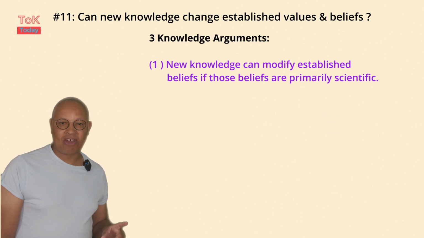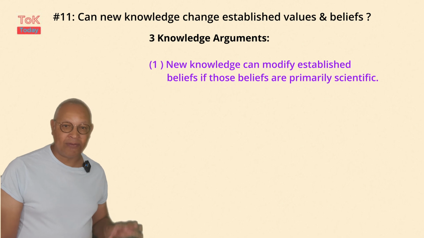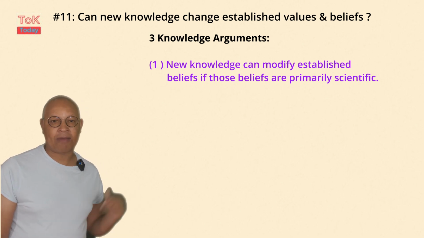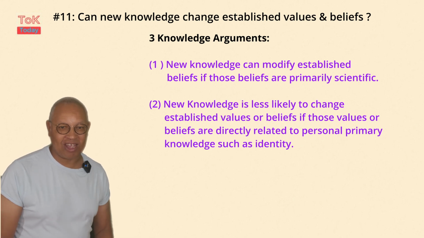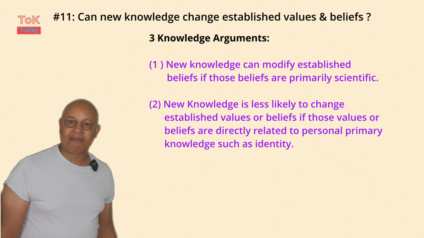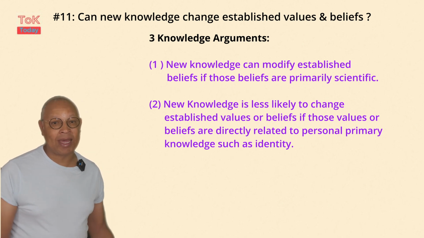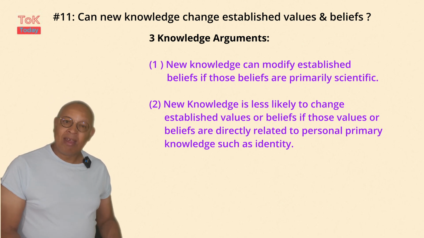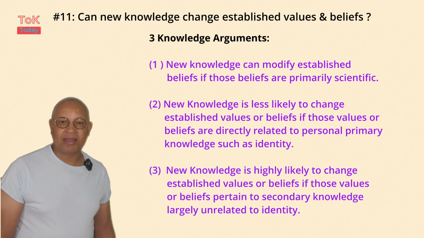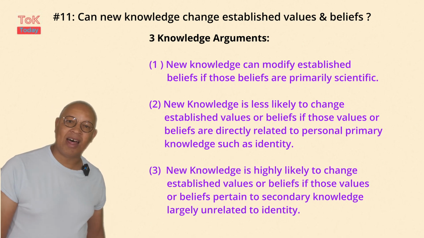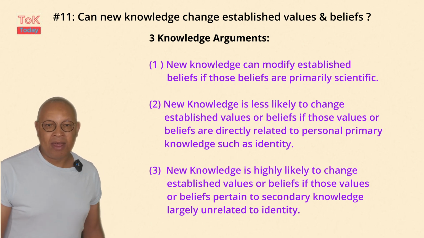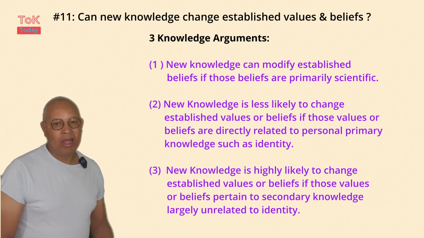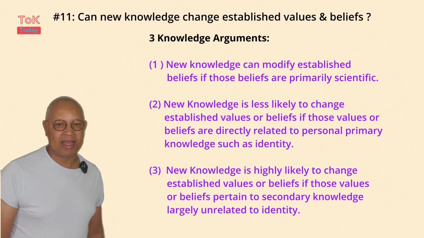Now, my first knowledge argument is that new knowledge can modify established beliefs if those beliefs are primarily scientific. My second knowledge argument is that new knowledge is less likely to change established values or beliefs if those values or beliefs are directly related to personal primary knowledge, such as identity. And my third knowledge argument is that new knowledge is highly likely to change established values or beliefs if those values or beliefs pertain to secondary knowledge largely unrelated to identity.